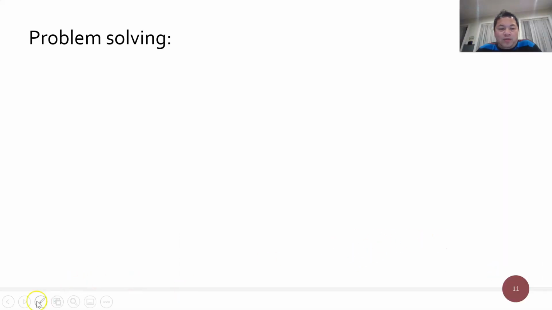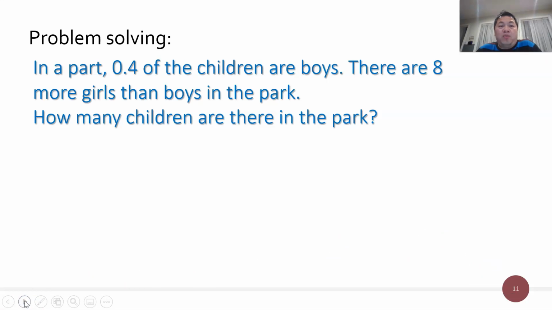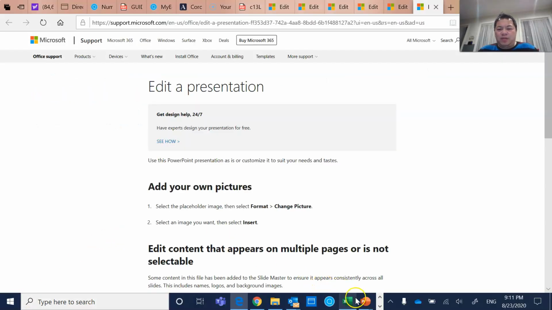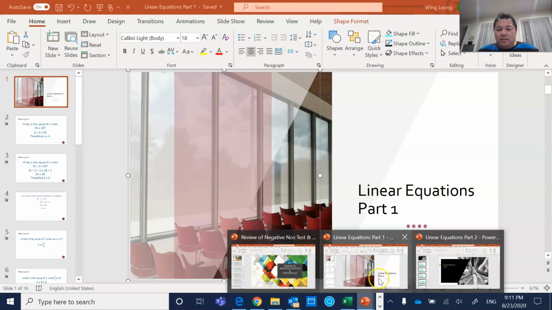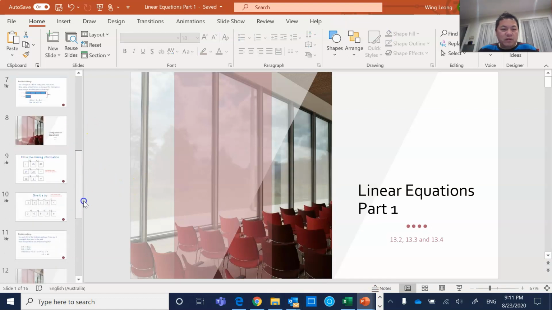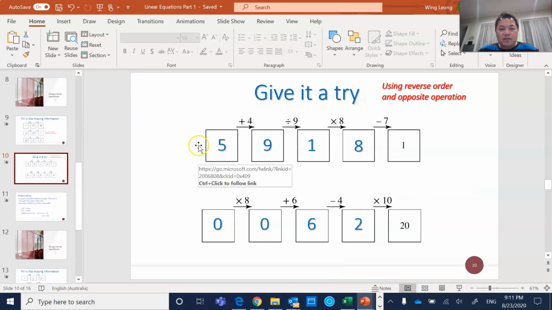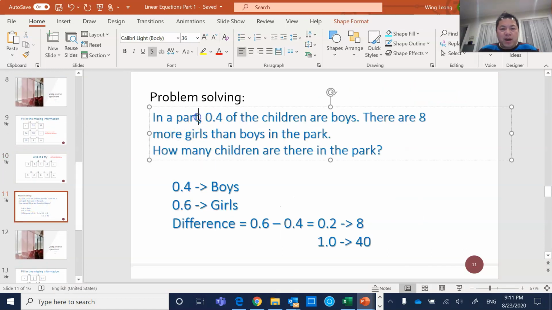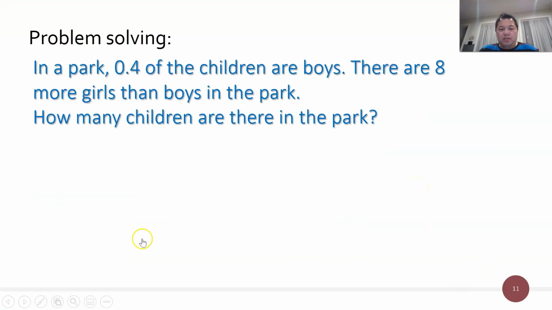Okay, so moving on to the next part here. We have a problem-solving question. In a park, let's see. This is part 1. It's meant to be this question. Okay, let's go back to this question. In the park, 0.4 of the children are boys. There are 8 more girls than boys in the park.